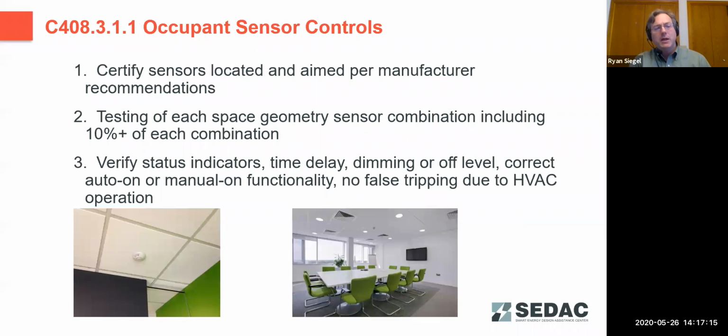So occupant sensing controls have to test every space geometry and sensor combination. This is likely going to require testing nearly every space, because in order to have the same sensor geometry and room geometry, it has to be identical. So if you have mirrored image rooms, that still does not qualify. So you'd have to test both of those. And it calls out several factors that we're checking for.